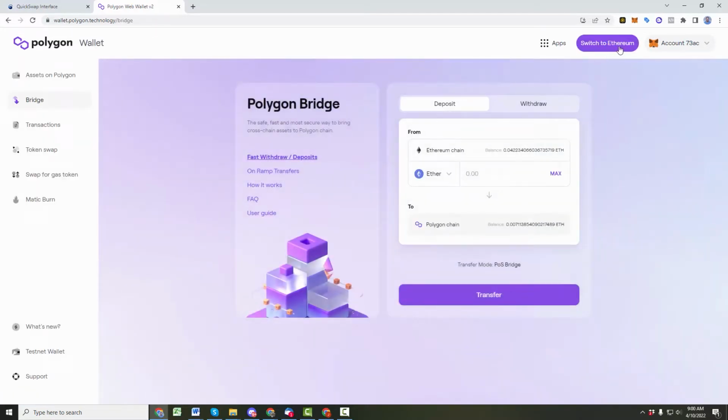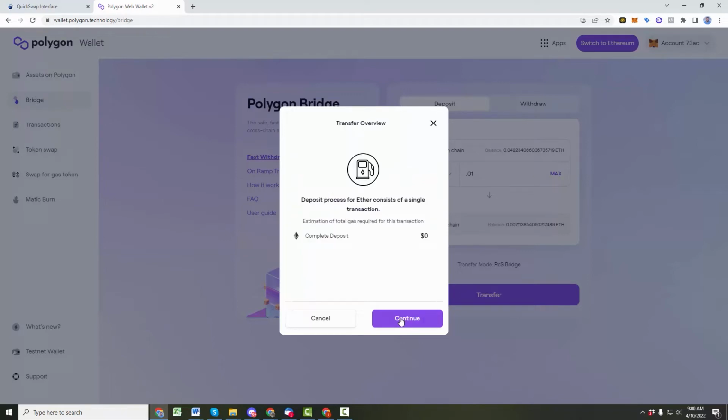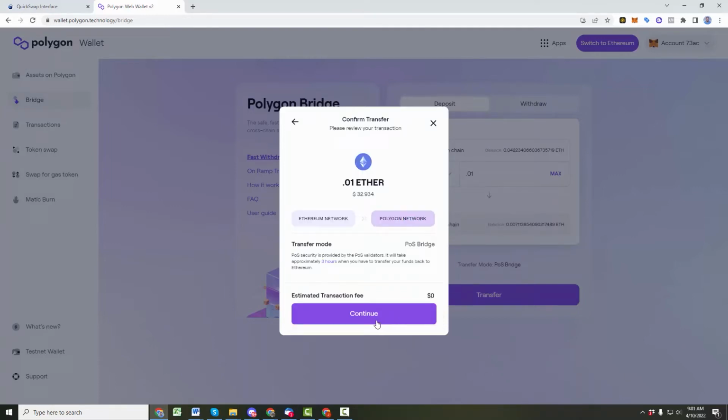Now you click on Polygon Bridge and connect your wallet. Then you need to sign a transaction connecting it. Okay, so now you're in. You can enter how much Ether you want to move to Polygon, and I'm going to put in 0.01 ETH. And then you click to transfer. We're not staking. We want our funds moved to Polygon, so we can click continue and continue again. And then it's telling me that there's going to be 0 gas fees. In a moment, you're going to see that there really are gas fees, and that's not accurate. So click to continue one more time.